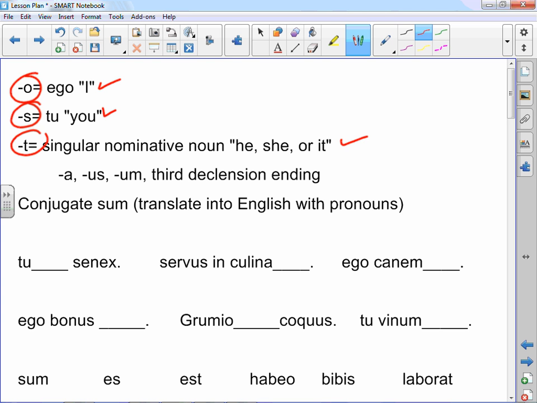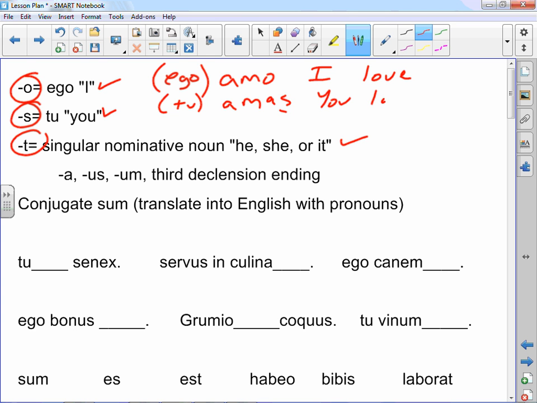So if I see a word like amo, your book so far has given you ego. That eventually will go away, and the translation is I love. Same thing with the S. If I get amos, the S ends it. Your book has given you "you" so far. That eventually will go away. The subject is you, and then the verb is love.